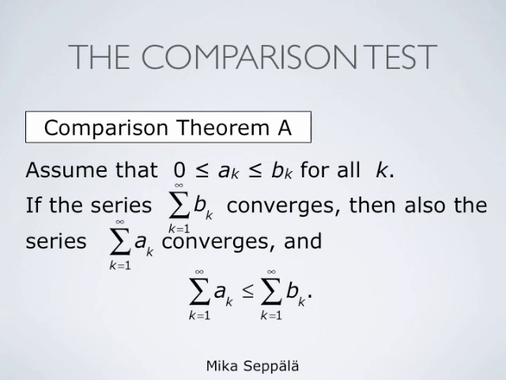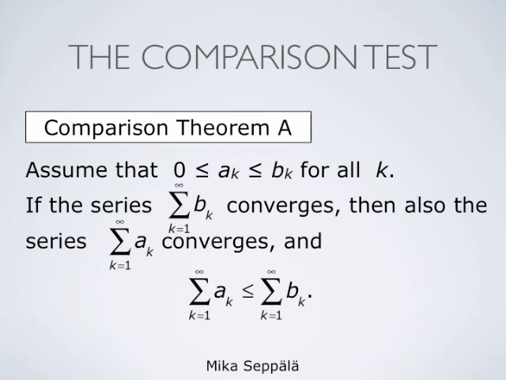The comparison test to study the convergence or divergence of series is based on the comparison theorem. This comparison theorem has two parts. The first part, comparison theorem A, states that if a_k and b_k are non-negative, a_k is at most b_k for all k, and if the series formed by the terms b_k converges, then also the series formed by the terms a_k converges, and the sum of the series formed by the terms a_k is at most the sum of the series formed by the terms b_k.